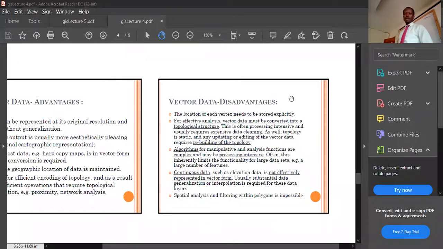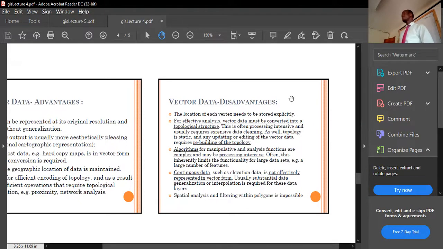The location of each vertex does not need to be stored explicitly for vector data. True or false? We just did it. All of you think about it. Anybody that gets it right, I'm not asking another question. The question is that the location of each vertex in the vector model does not need to be stored explicitly. Explicit.